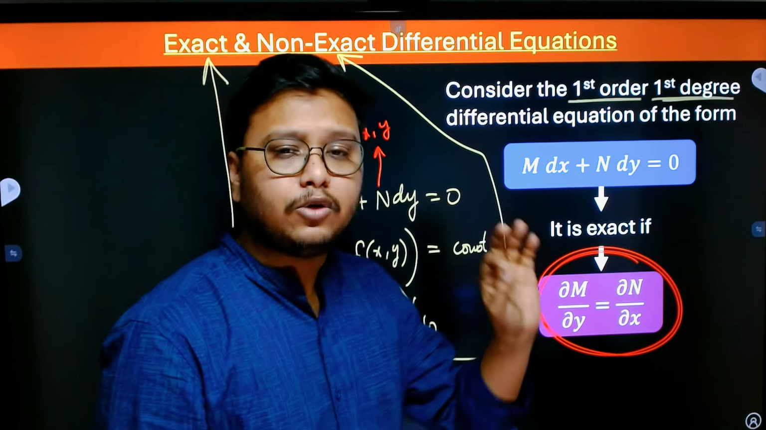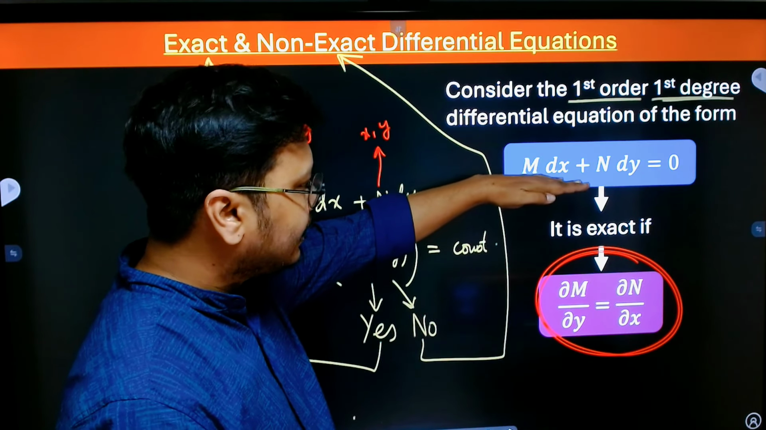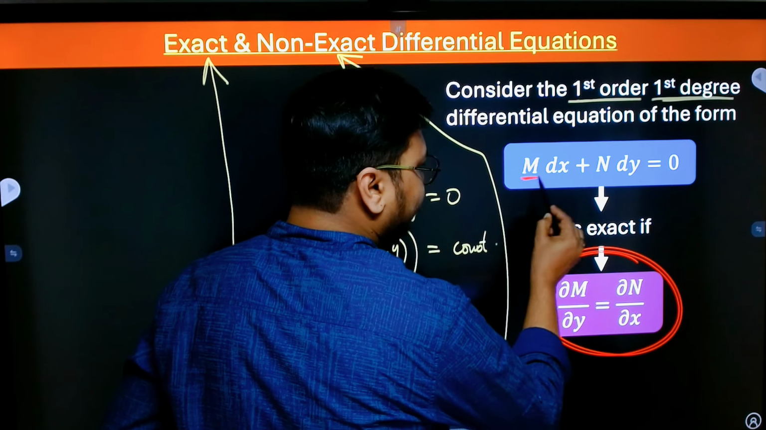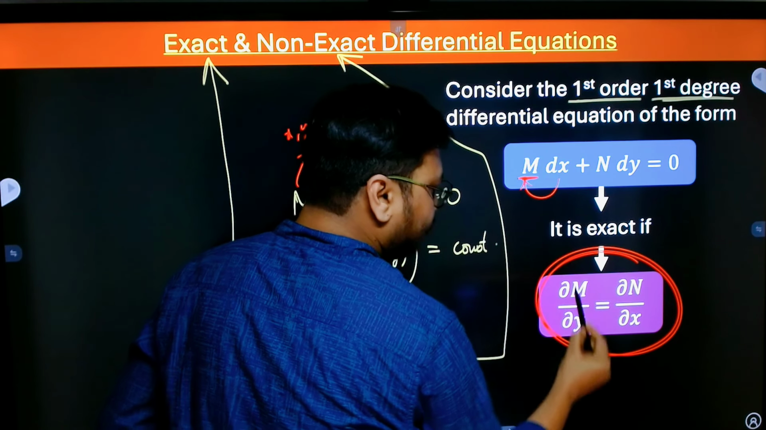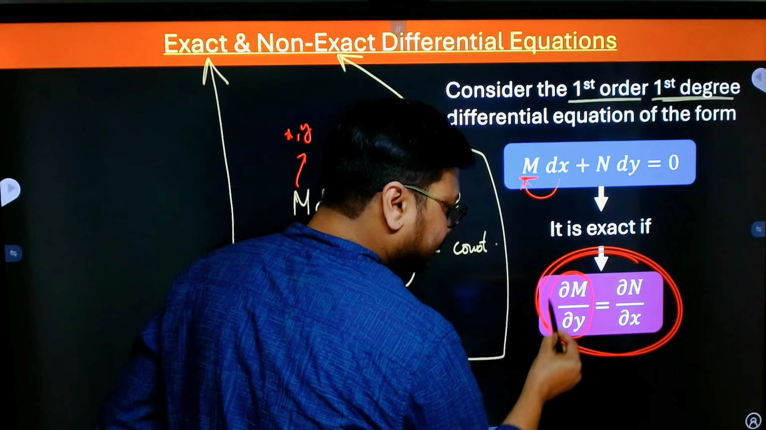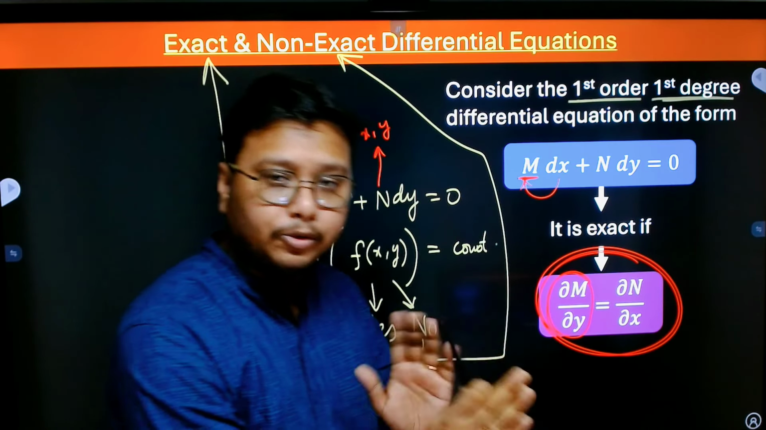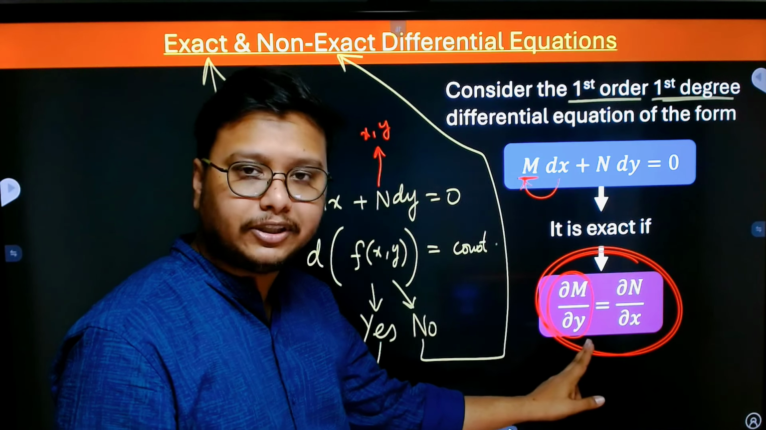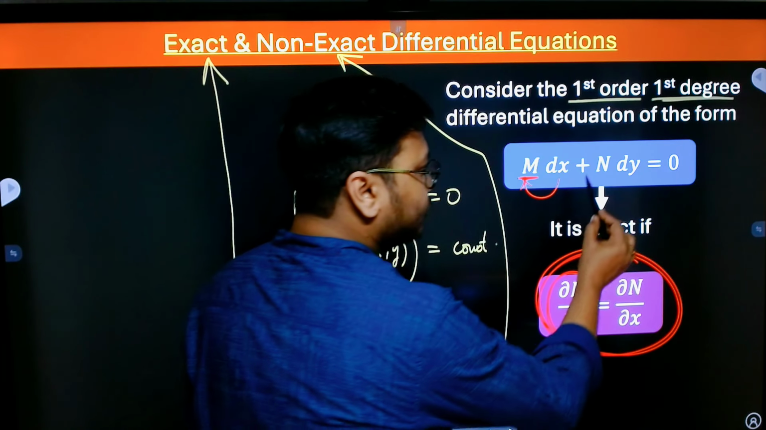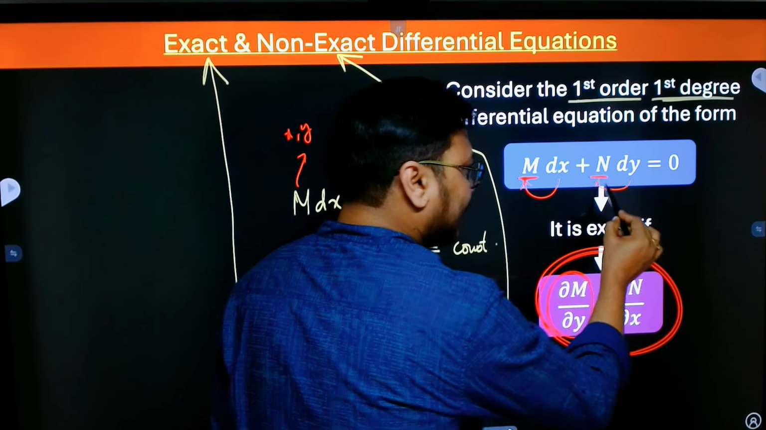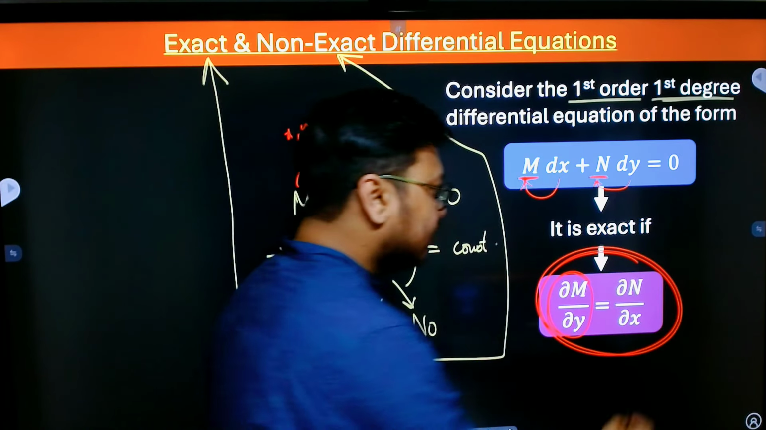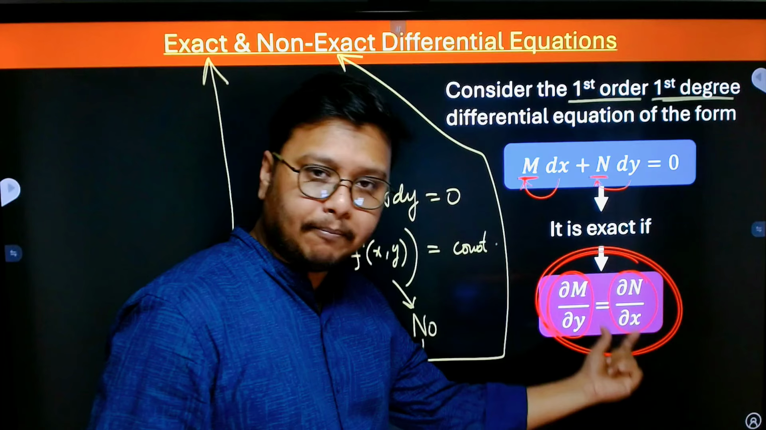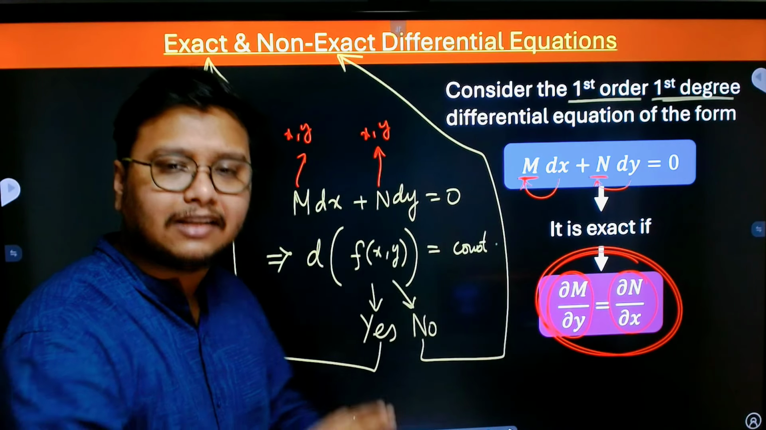So firstly, we need to arrange our differential equation in this format. Once it is arranged in this format, the function which is associated with dx, we need to partially differentiate that with respect to y. Just remember, it's opposite. The term associated with dx has to be partially differentiated with respect to y. The term associated with dy has to be partially differentiated with respect to x. So they are just opposite. And if they are the same, then the differential equation is exact, otherwise not.